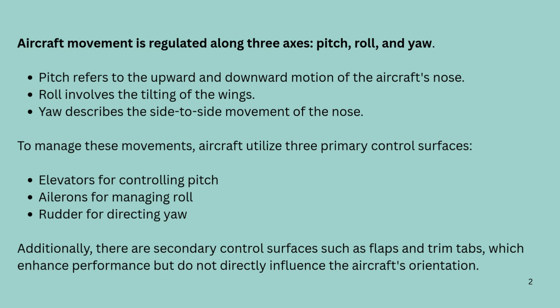Aircraft movement is controlled in three axes: pitch, roll, and yaw. Pitch is the up and down motion of the nose. Roll is the tilting of the wings. Yaw is the side-to-side movement of the nose. To control these movements, planes use three primary control surfaces: elevators to control pitch, ailerons to control roll, rudder to control yaw. There are also secondary control surfaces, like flaps and trim tabs, which help improve performance but don't control the aircraft's orientation directly. Now, let's look at how Ruddervators combine some of these primary functions.